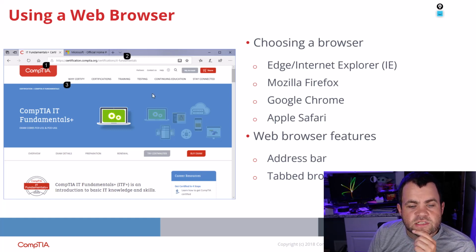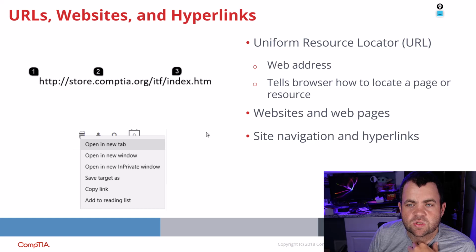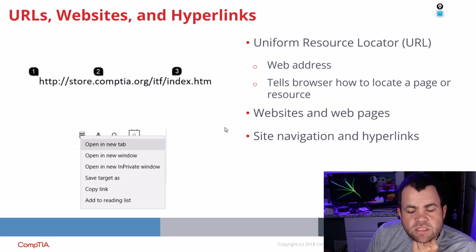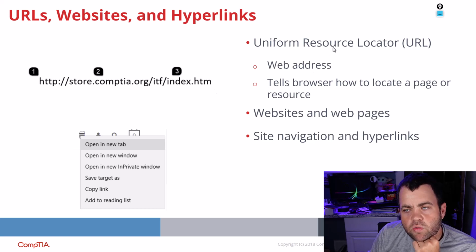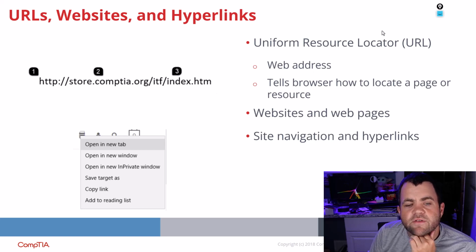And then this is our actual website itself. So number one is our address bar, number two, we're talking about tabbed browsing, and number three is the actual website itself. So I referenced this a little bit earlier, our URL, or our Uniform Resource Locator. You'll need to know that for the test. It is made of a couple different things, okay?